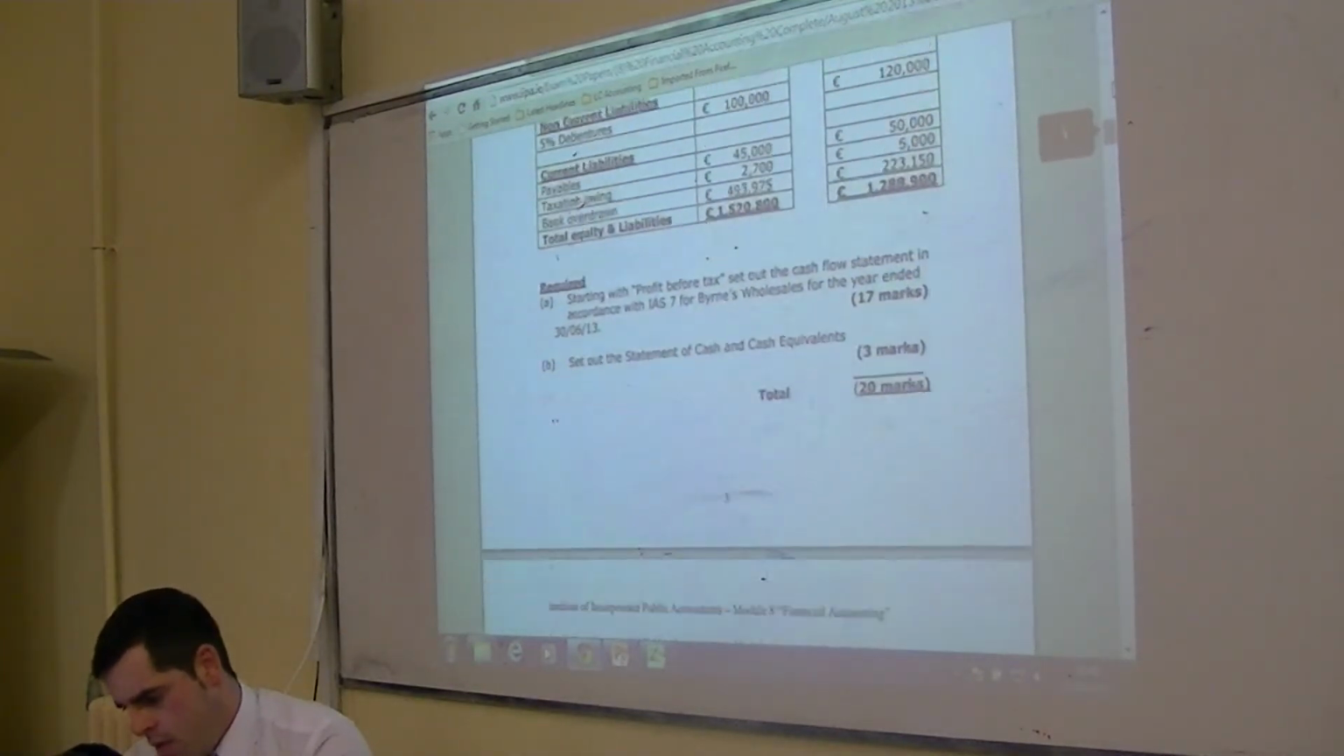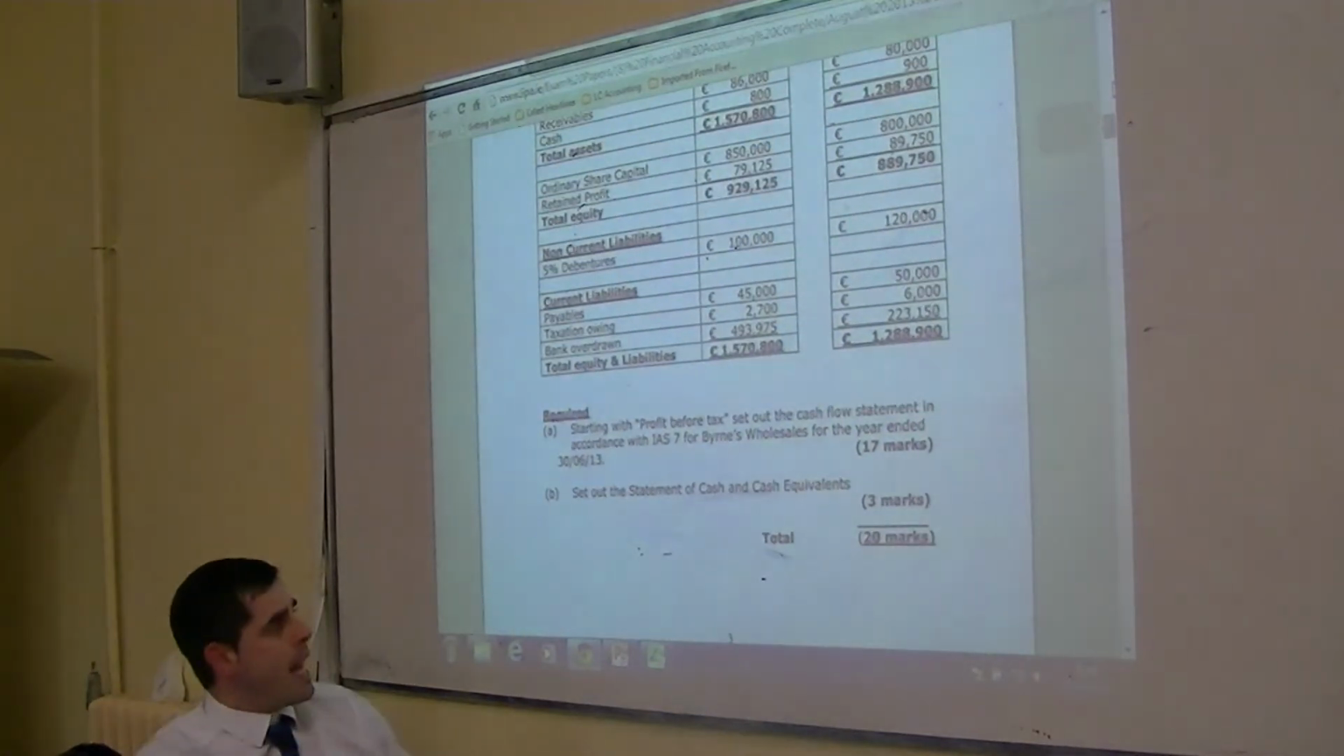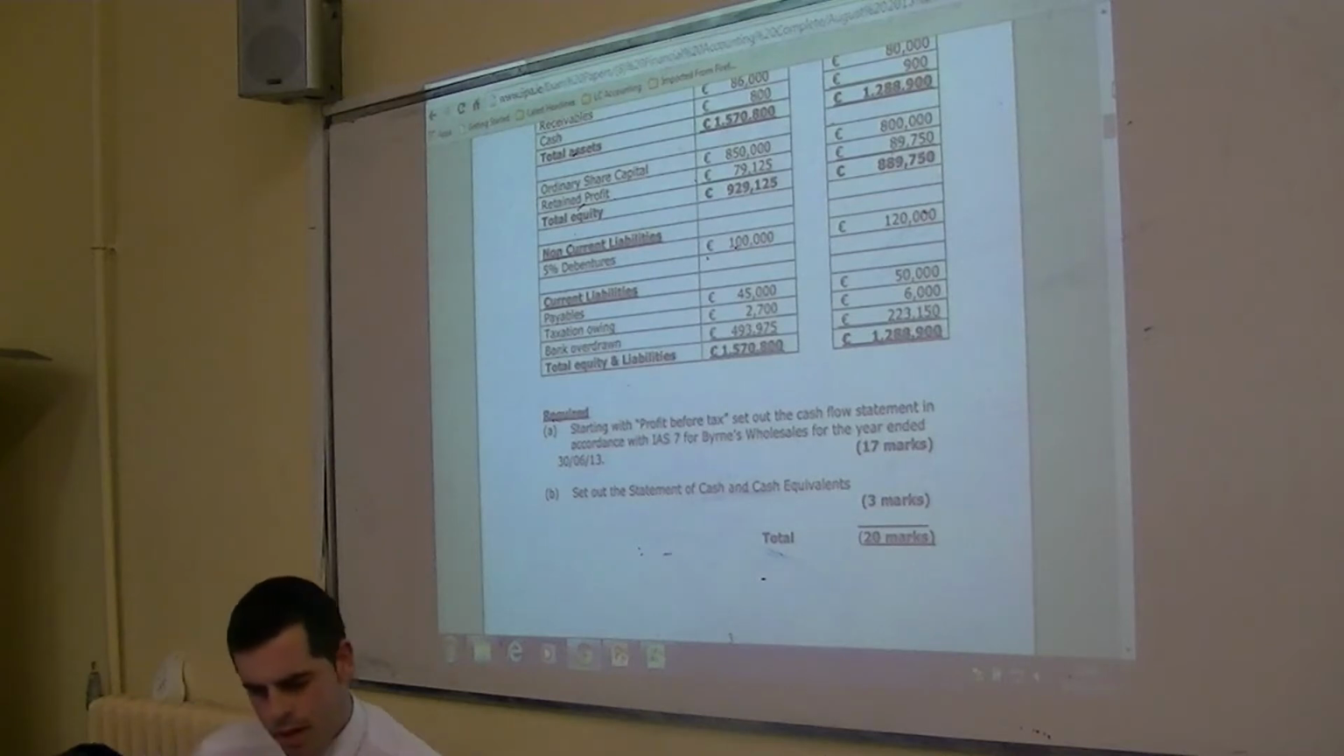We're actually given no notes, we're not. So starting with the profit before tax, set out the cash flow statement, 17 marks. And set out the statement of cash and cash equivalents, 3 marks. So that's 20 marks for that.